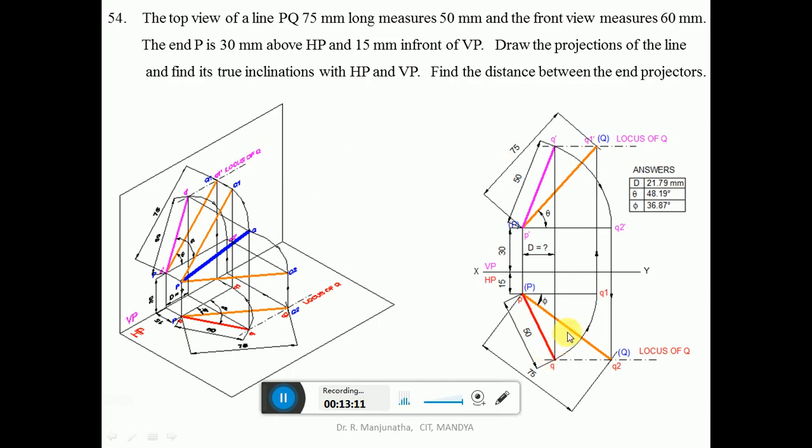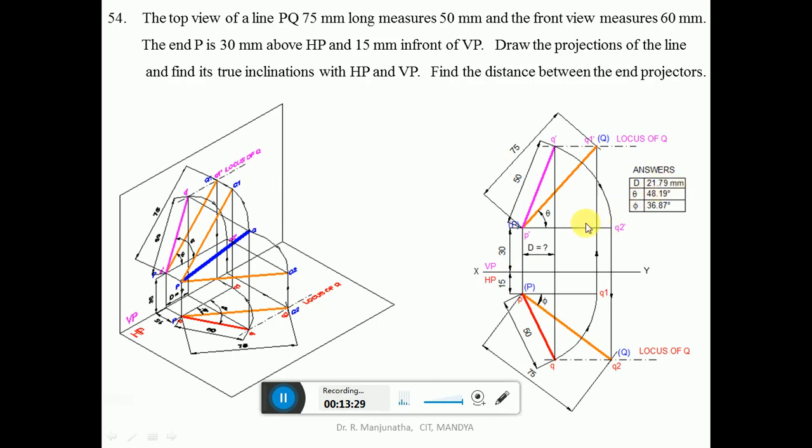And then by using the scale, when you join between Q and Q dash, both are going to lie on the same line. So the distance between the end projectors between P and Q will be D is equal to question mark. You measure the distance from here to here, which will be 21.79 when you are doing it in computer. When you are doing it manually, it will be 22.